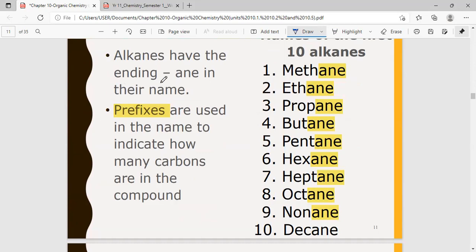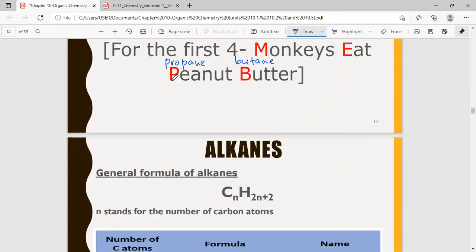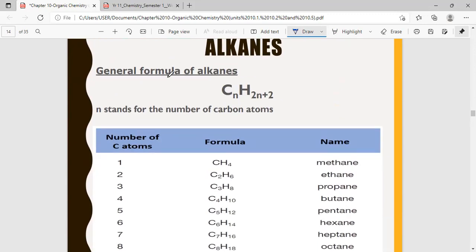Is that clear, student? So this is how the alkanes are named. Now, let us look at the molecular formula. So we learned the names of the alkanes. Alkanes are chemical compounds, so obviously they will have a formula. Every molecule, every compound will have its own formula.